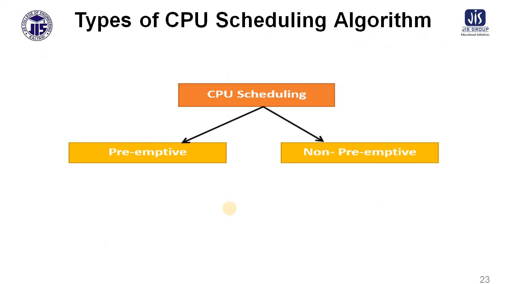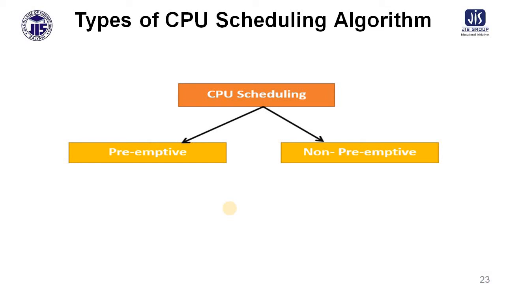So now the types of CPU scheduling algorithm. There are two types: preemptive CPU scheduling algorithm and non-preemptive CPU scheduling algorithm. Preemption means we forcibly stop one process from executing and let it go to another state and wait for its turn whenever the CPU gets free.